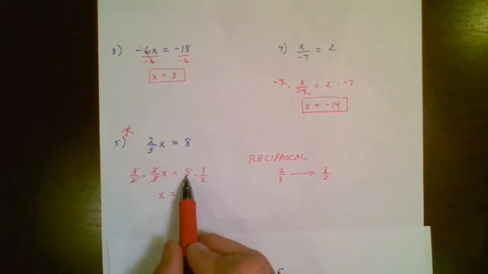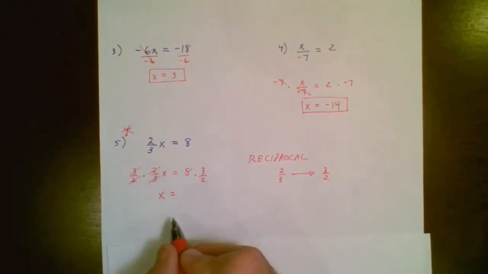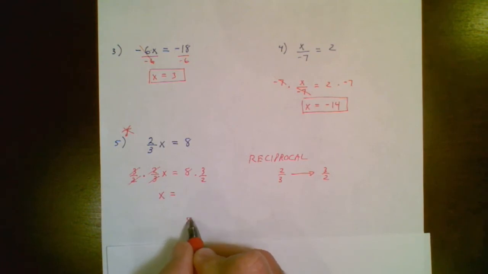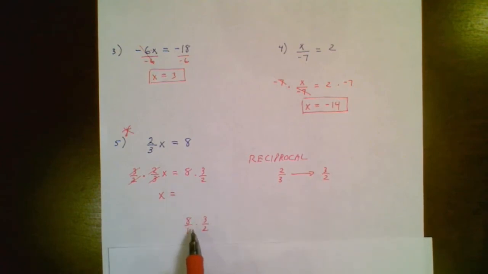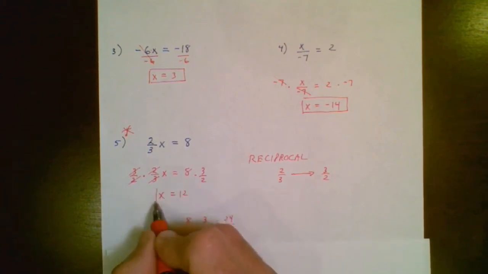I now have to multiply the 8 times 3/2. So if that bugs you, one thing you can do is put a 1 underneath the 8. Now if I multiply across, 8 times 3 equals 24. 1 times 2 equals 2. 24 divided by 2. Hey, that's 12.